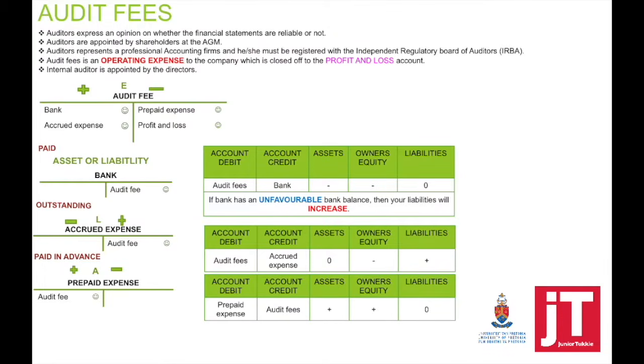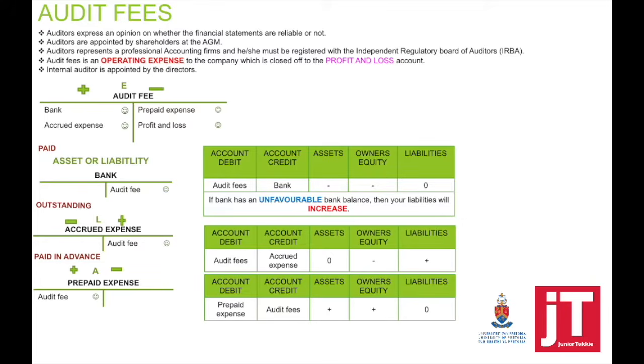Now, external auditors need to be paid for their services rendered. So that expense, that cost to the company, is going to be audit fees. Now, auditors express an opinion on whether the financial statements are reliable or not. We are going to look at more detail with regards to auditors later on. They are appointed, as mentioned before, by shareholders at the AGM. Audit fees is an operating expense and must be closed off to your profit and loss account.